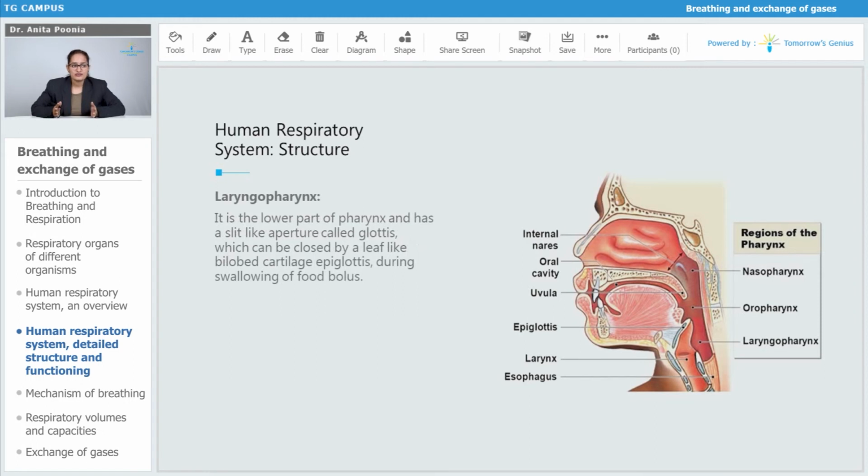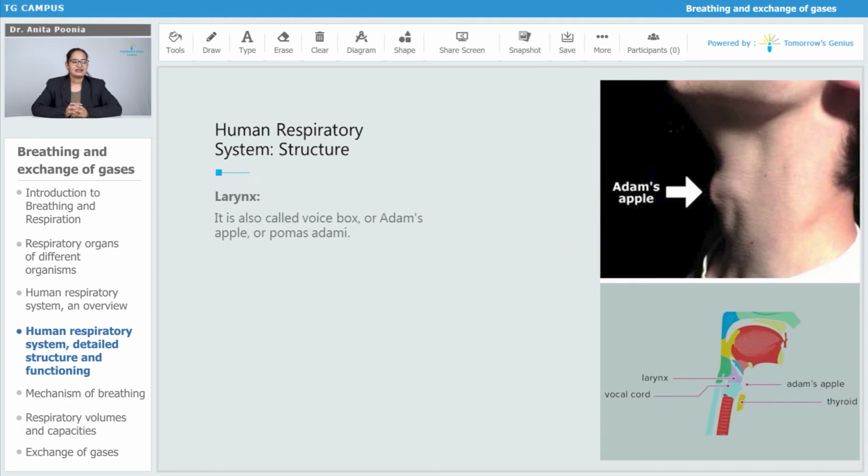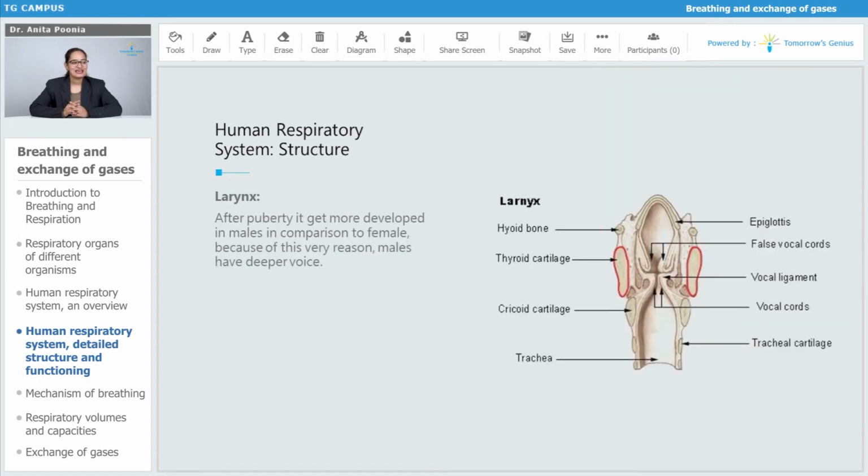The laryngopharynx is the lower part of the pharynx, and it has a slit-like aperture called the glottis, which can be closed by a leaf-like bilobed cartilage, the epiglottis, during swallowing of the food bolus. The larynx is also called the voice box, as I mentioned earlier, or Adam's apple or Pomum adami, and it is very visible in men. After puberty, the larynx gets more developed in males in comparison to females. Because of this, males have a deeper voice.